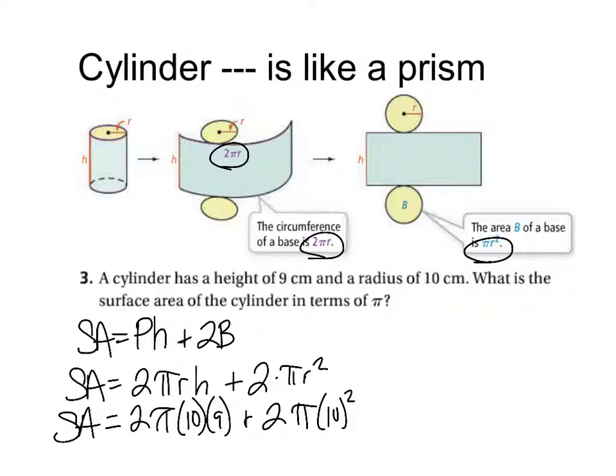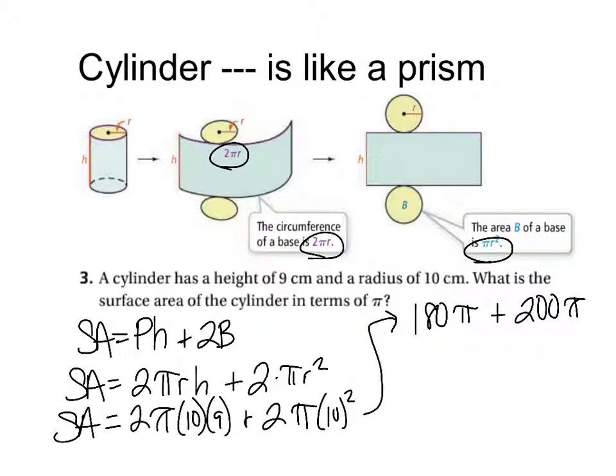All right, now I'm going to come up here. 2 times pi times 10 times 9. I'm just going to leave pi in my answer and do the 2 times 10, that's 20, times 9, that would be 180 pi. Plus, now I'm going to do the area of my base part, 2 pi 10 squared. 10 squared is 100, times the 2, that's 200 pi.